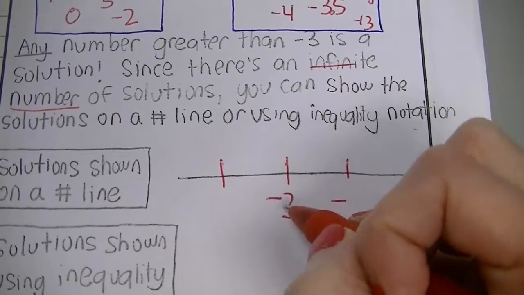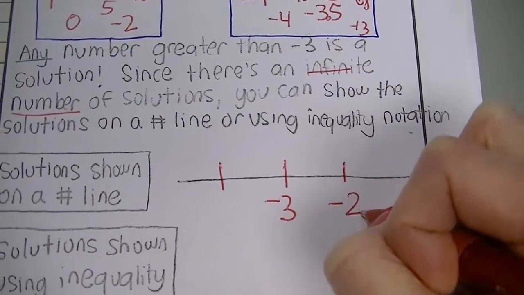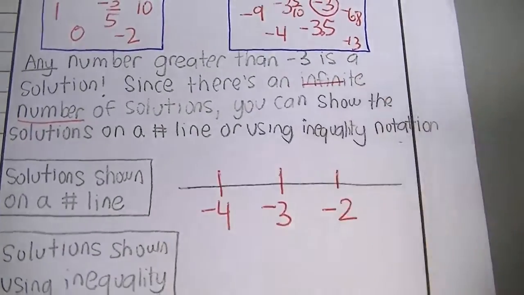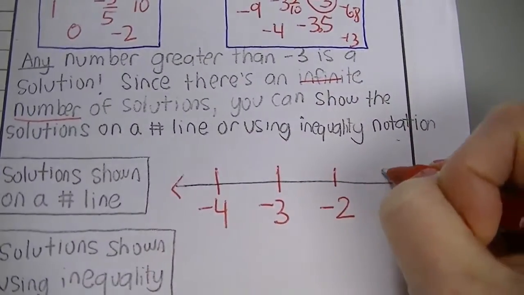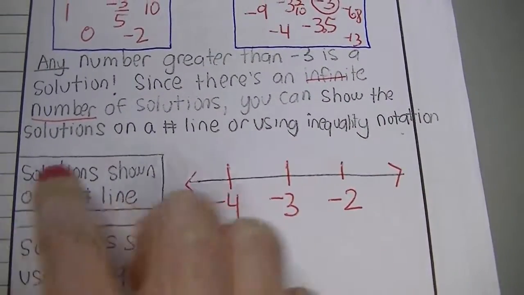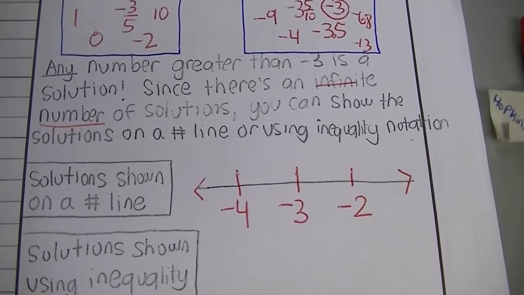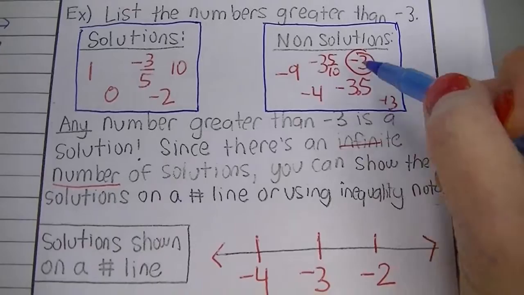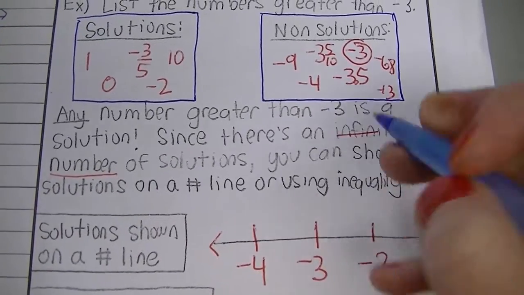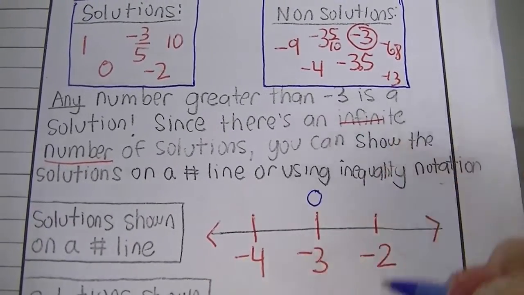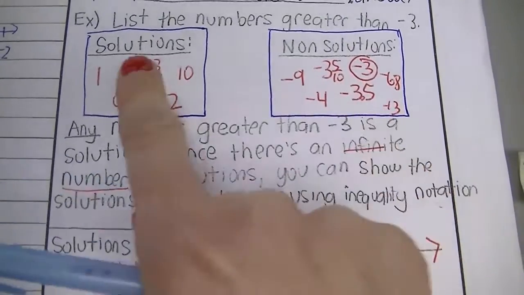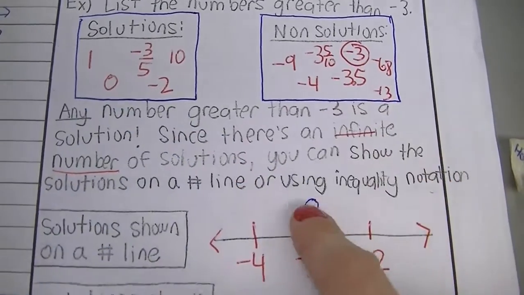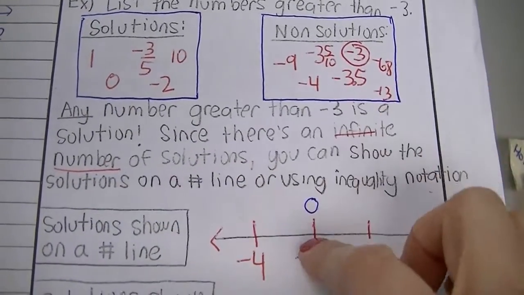So -3 plus 1 is -2, so -2 goes there. And -3 minus 1 is -4, so that would go right there. Okay, and don't forget your arrows on your number line to signify that it goes forever in either direction, okay? All right, so since -3 is not a solution, right at -3, it's still important, but it's not a solution, so we're going to have an open circle right there. If -3 was a solution, we would fill it in, but it's not a solution, so it's an open circle, and it's still important, okay?